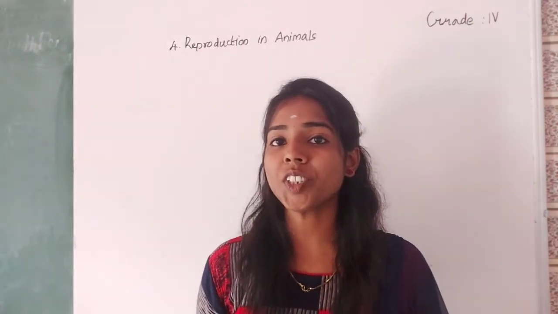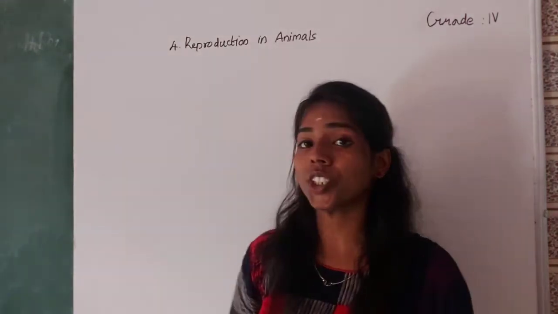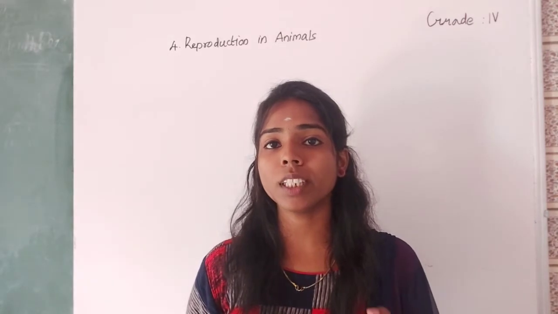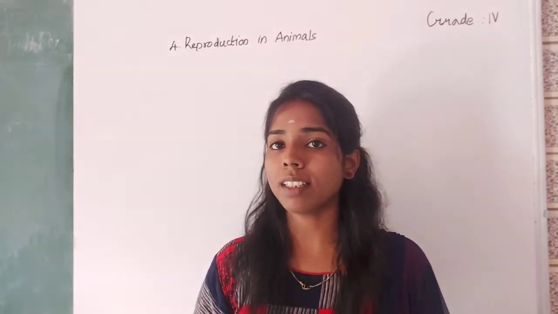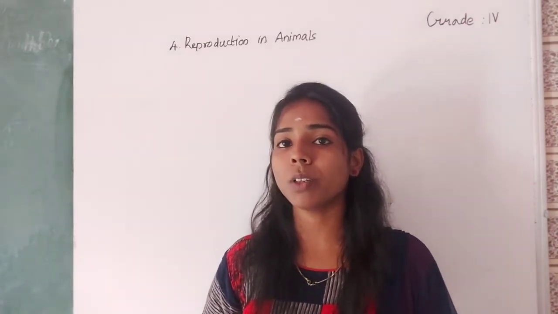Okay students, which chapter are we learning? We are learning chapter number 4, reproduction in animals. In the last class, we learnt about the type of reproduction, that is animals that lay eggs, and also the structure of an egg. I hope you all have a clear understanding of the structure of an egg. So shall we play an activity based on the structure of an egg?